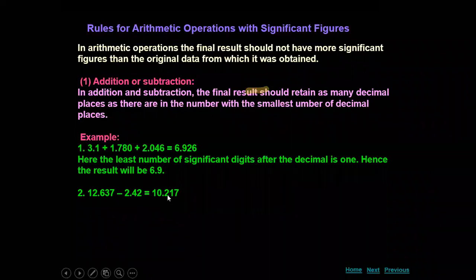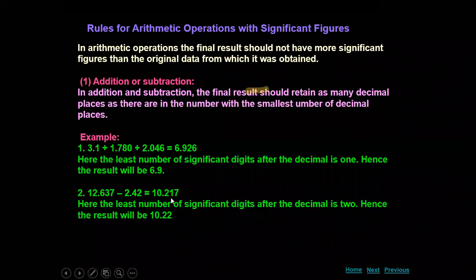Two digits means the third digit has to be rounded. It is 7, which is greater than 5. Greater than 5 means the preceding digit has to be increased by 1. So 10.21 will become 10.23. Right? Sorry, 10.21 becomes 10.22. Right? Okay, now it is 10.22. Is this clear? If it is clear, I'll go on to the multiplication and division part also.